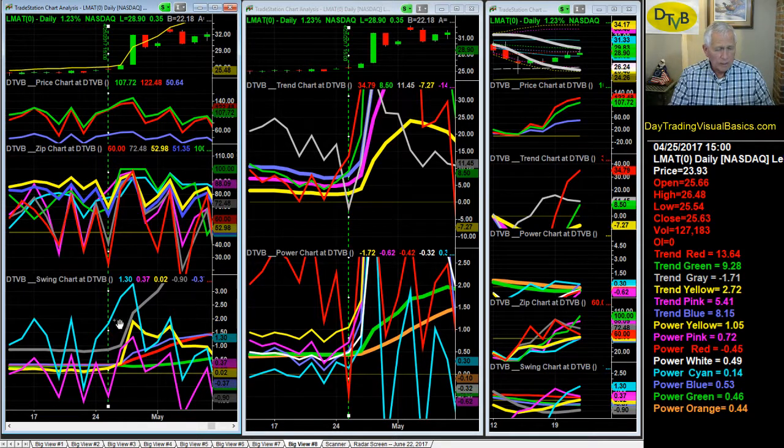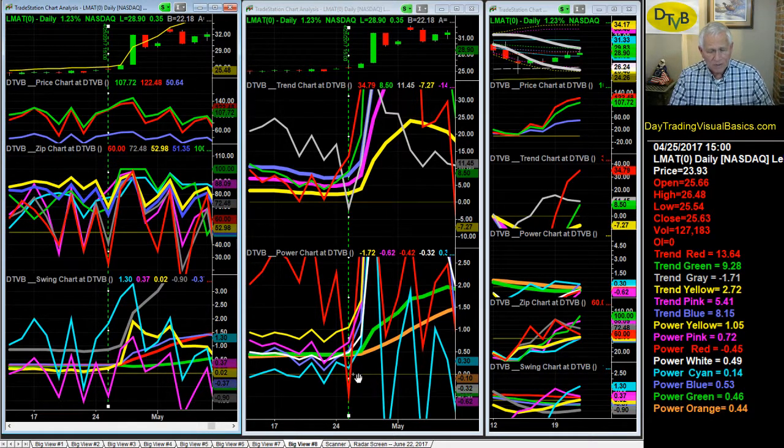We have swing Zion that's highest. We have swing pink in a high right leg W. We have gray down under 0 on this day. We have power red down under 0. Zion is down, touching 0.